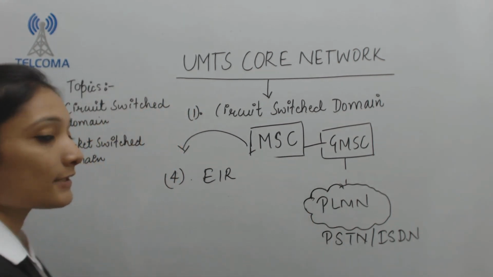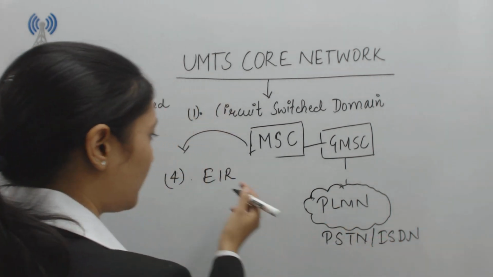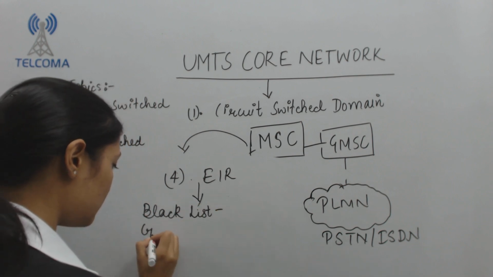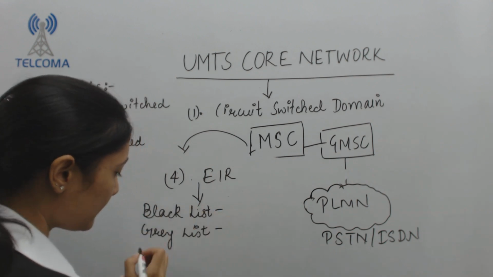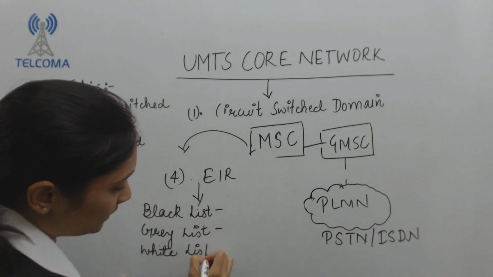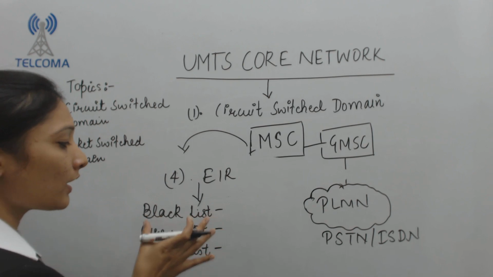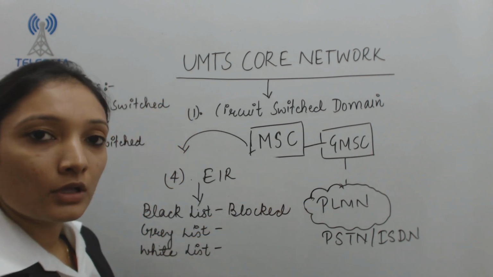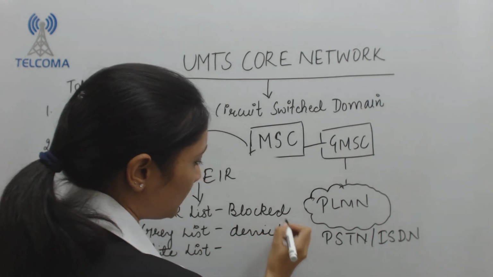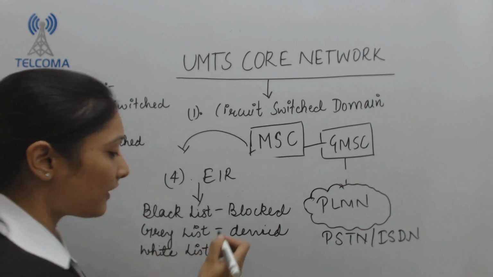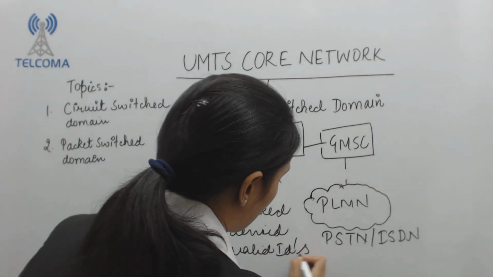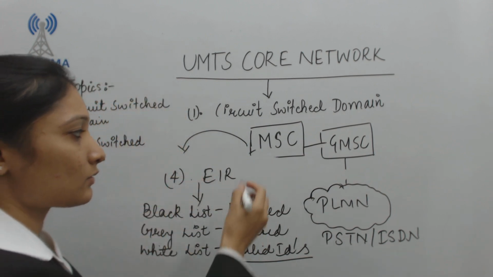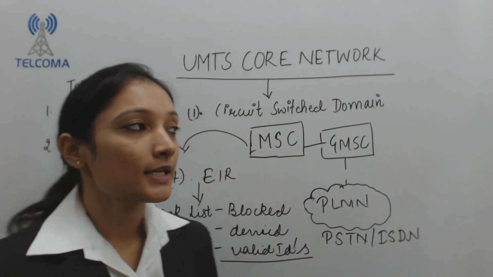Now, how does this register work? This register works in association with three different kinds of list maintained with it. It has blacklist, gray list, and whitelist. So the users which fall under the category of blacklist, they are blocked. The one which falls under the category of gray list, they are denied from using the services, and under the whitelist, they are all valid IDs. That means they are allowed to access the services of the networks. So these are the different databases which are attached with our MSC, our Mobile Switching Center.